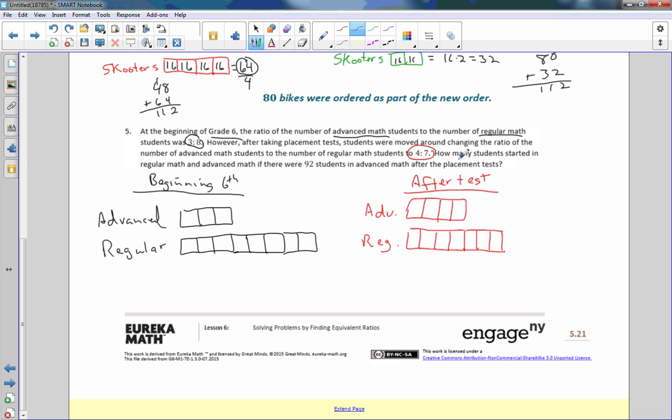Okay, and it says now how many students started regular math and advanced math if there were 92 students in advanced math after the placement test. So advanced after the placement test equals 92. That was our given. So in order to solve this, I have to take 92 divided by 4. So if I do that, 2 times 4 is 8, bring down the 1. 9 minus 8 is 1, bring down the 2, and it's 3. So every number in each square is 23.